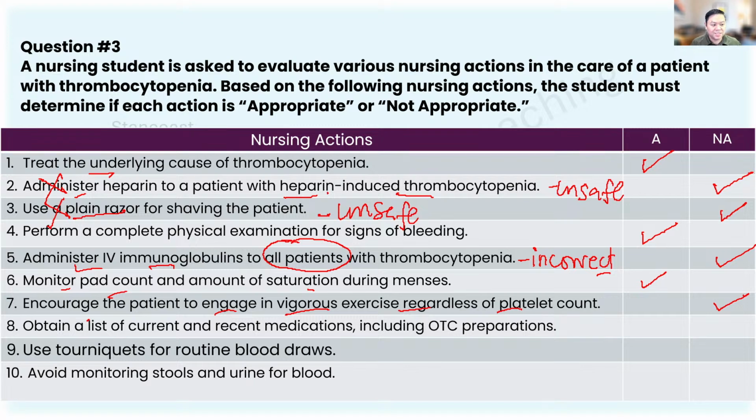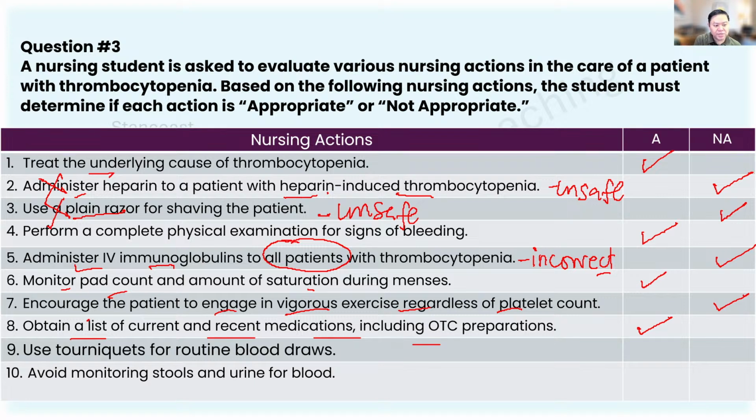Now, number 8, obtain a list of current and recent medications, including over-the-counter medications. And remember, guys, that I mentioned something about the over-the-counter preparations, those supplements that may have anticoagulant properties, right? So we want to make sure that we are screening our patient, especially with what supplements they are using. Okay, so this should be marked as what? Appropriate. Because some of these medications can exacerbate their condition, not help. So here, we're going to have to do that.